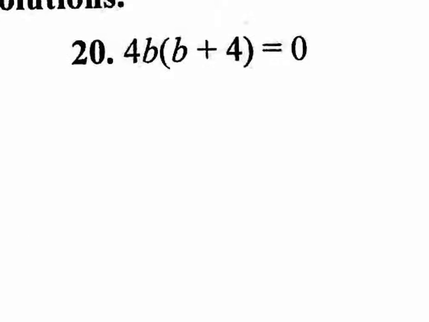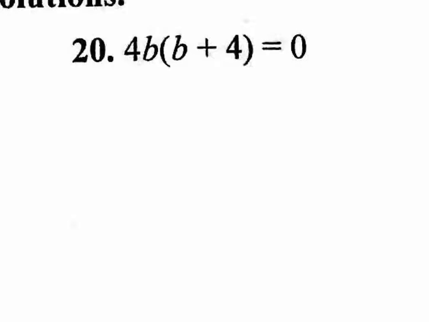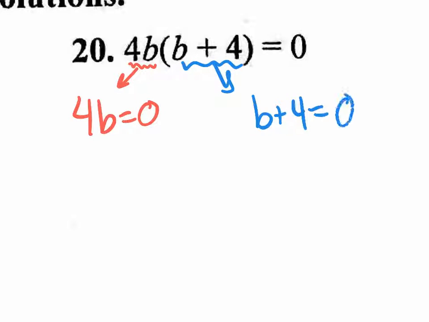Look at number 20. In order for us to do number 20, the first reaction might be thinking, I want to distribute, but no, don't distribute. What are we going to do here? We know the zero product property, so if we have something times something else and it equals 0, we can split them and set them each equal to 0. So I'm going to do the 4b in red, the b plus 4 in blue. When I split them, 4b could equal 0, and b plus 4 could equal 0. So you get two simple equations. Let's solve both of them.